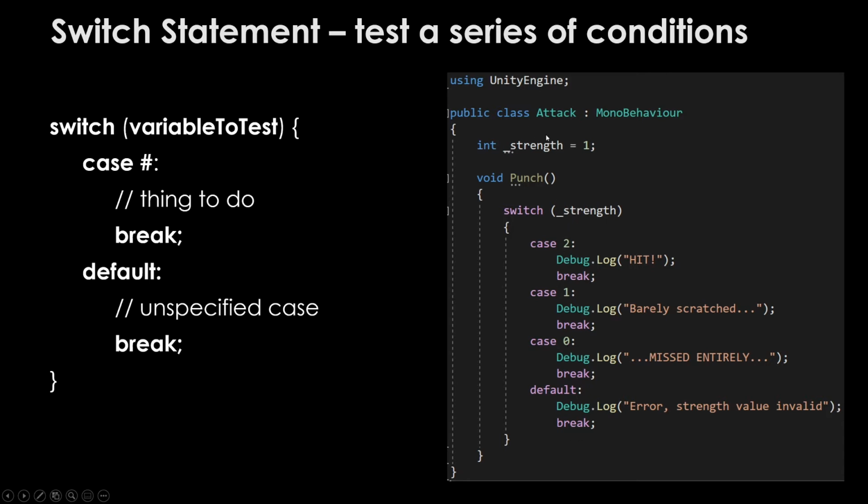So in our case, let's say we had a strength value and we want to say, okay, what is the strength that we want to test across different cases? In this case, we'll pass it in a variable, or we could give it a value up here, and we'll say, if the strength is 2, then do this. If it's 1, do this. If it's 0, do this. Default inside of a switch statement just catches all other scenarios. So it's kind of like an else inside of our if else block. So we'll say, if none of these were the case, then do this.